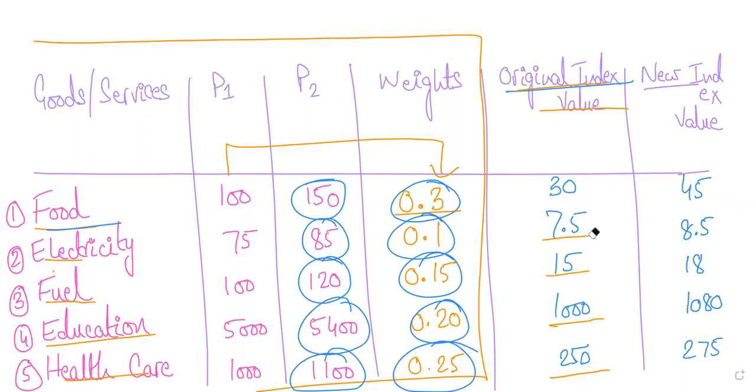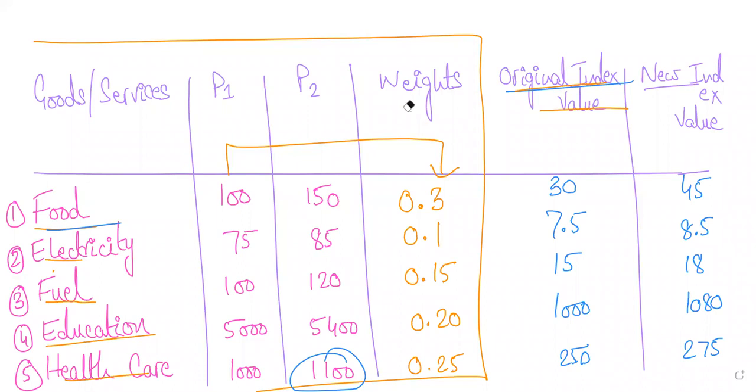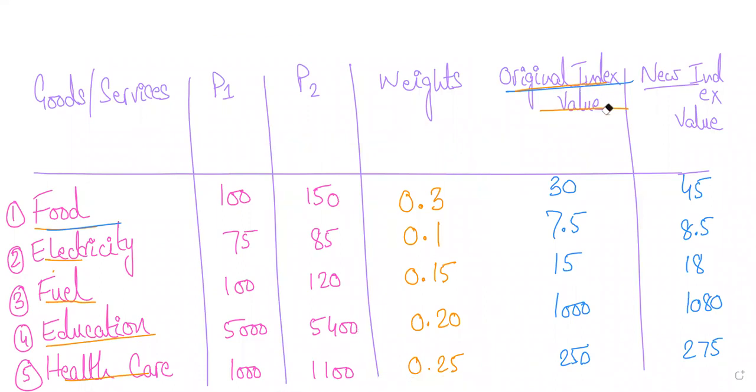Now what we are about to do next, now we have calculated the original index value and the new index value. Now using these last two columns, I'll calculate the rate of inflation. Is this making sense? Right? So using the last two columns, we are about to calculate the rate of inflation now.